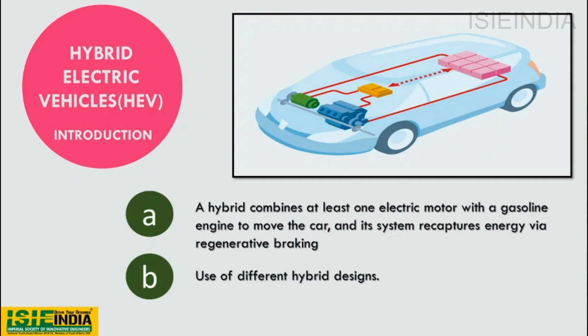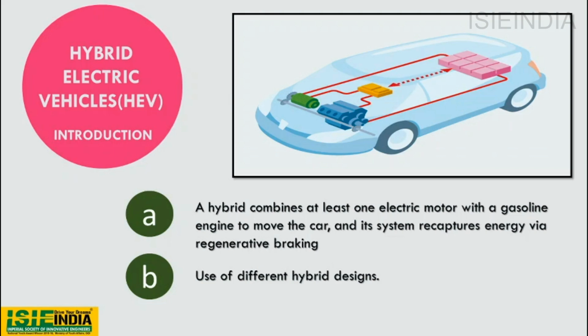As you can see from the GIF that is presented about hybrid vehicle, you can estimate that a hybrid combines at least one electric motor with a gasoline engine to move the car, and its system recaptures energy with the help of regenerative braking. Sometimes the electric motor does all the work, sometimes it's the gas engine, and sometimes they work together. This results in less gasoline burned and therefore better fuel economy.